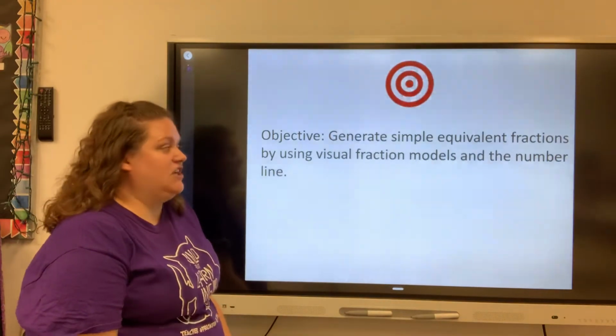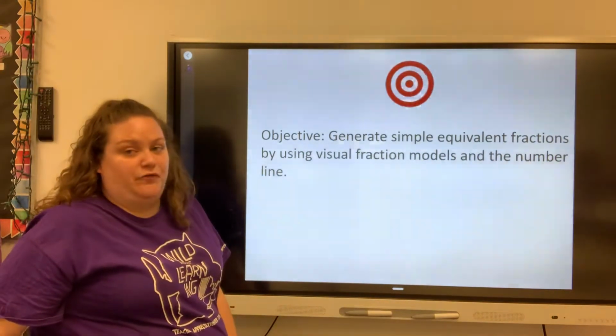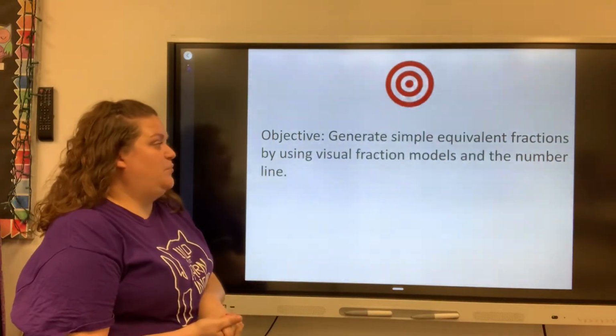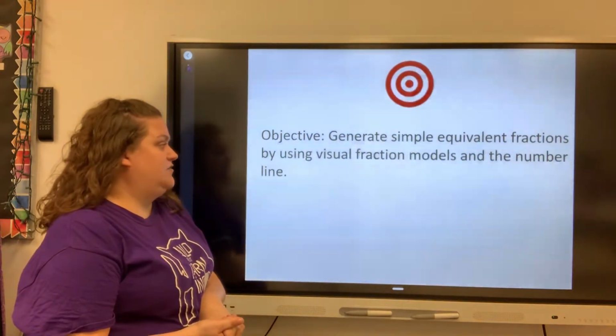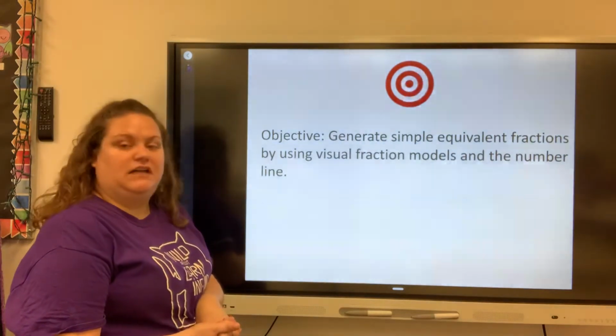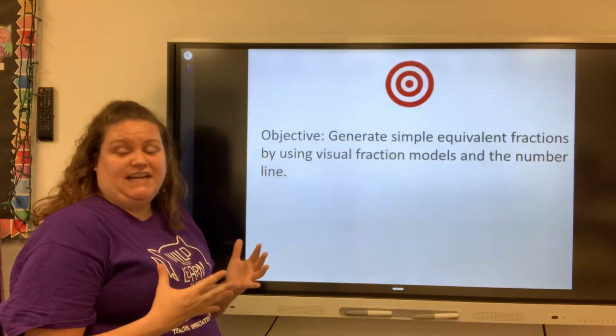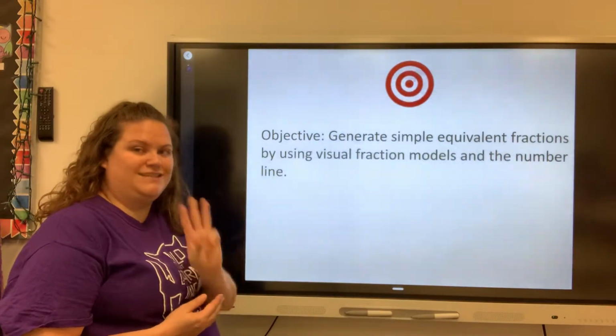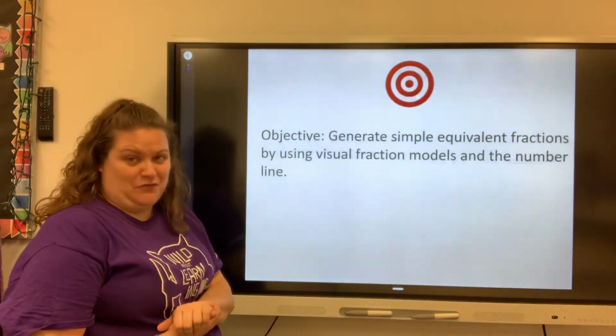We're working with fractions, and we're really working with equivalent fractions, or fractions that are equal. So, generate simple equivalent fractions by using visual fraction models and the number line. We're going to be comparing fractions today on number lines. Last time we did 2 number lines to compare fractions. This time we're going to do 3.